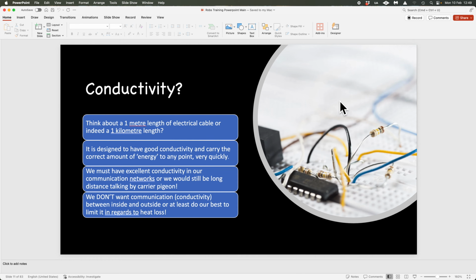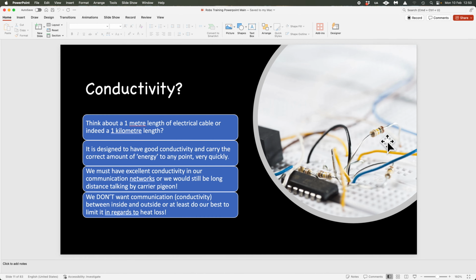So with conductivity, this is just another added explanation as to why we don't want good conductivity in building fabric. You take something like this, we all know what it is. It's a resistor that is built into an electrical circuit. That wire or cable on its own, if it didn't have that resistor in it, there'd be really good conductivity in it. It'd be sending too much energy through to its end point, basically.